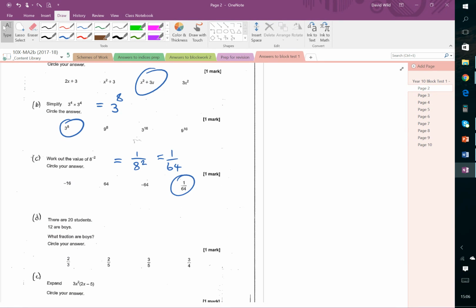Question D, 20 students, 12 are boys. So that means, what fraction are boys? So 12/20ths are boys. And of course we need to cancel that down, which is 3/5.